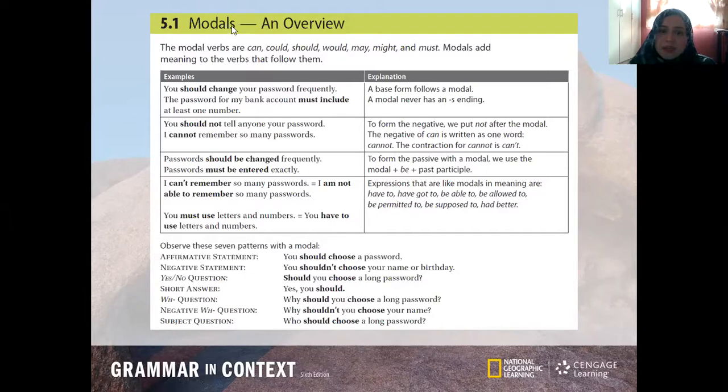Actually there are other modals, but here they just listed can, could, should, would, may, might, and must. Now let's look at the 7 patterns with modals.